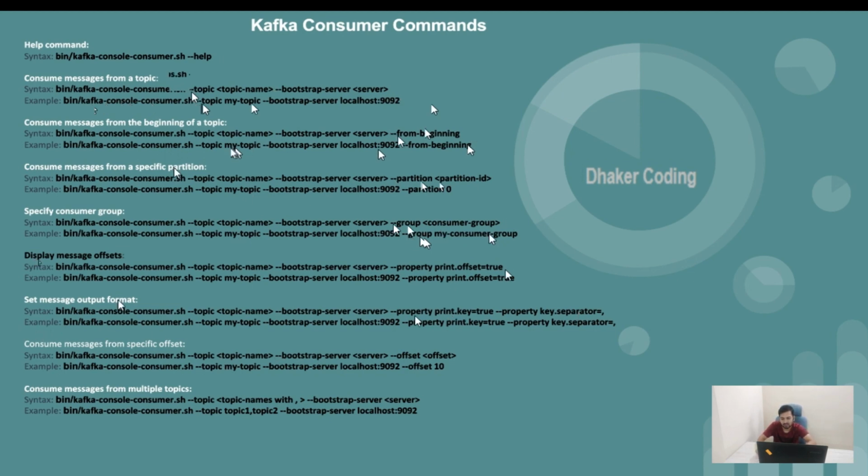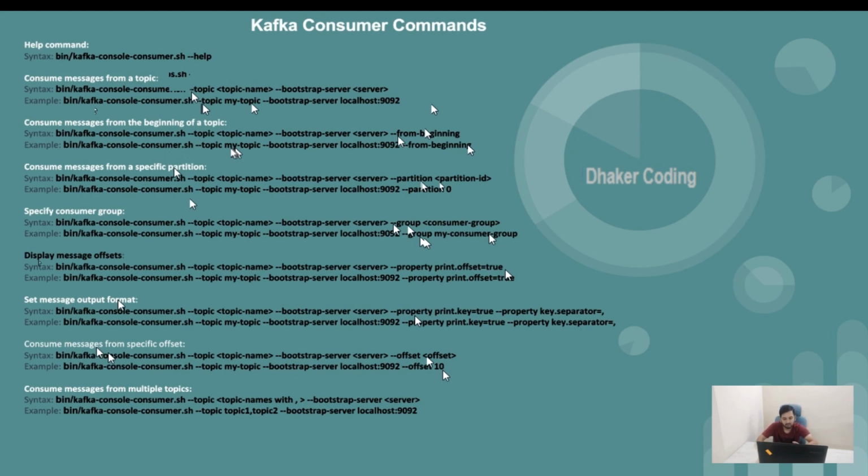Now, let's say you want to read a message from a specific offset. Let's say in the Kafka topic you have 10 messages, and you don't want to read from the start or to the end. Let's say you want to read the message from a specific offset like 5. So you can give the option --offset and then, let's say, 10. So I want to read the messages starting from the 10th position, the 10th offset.